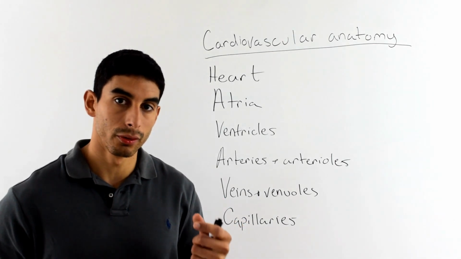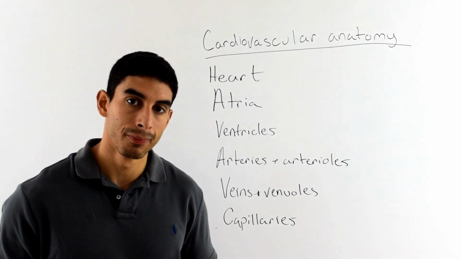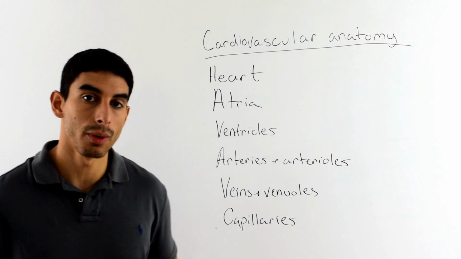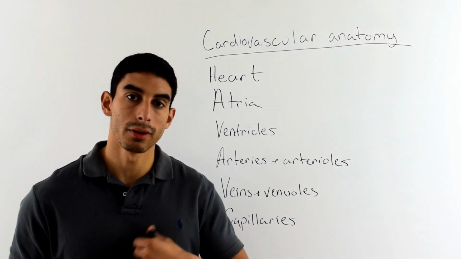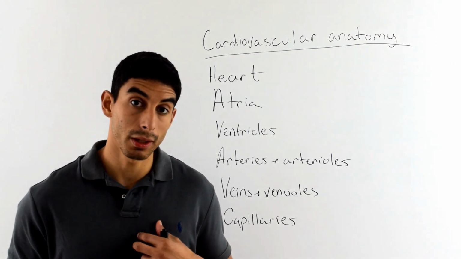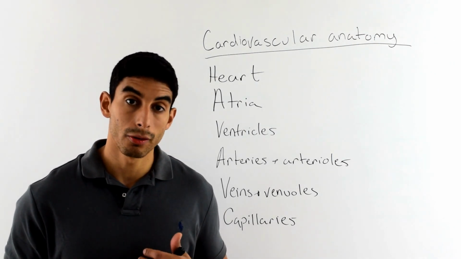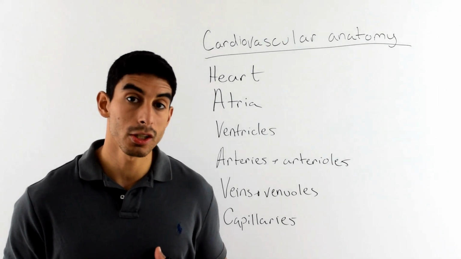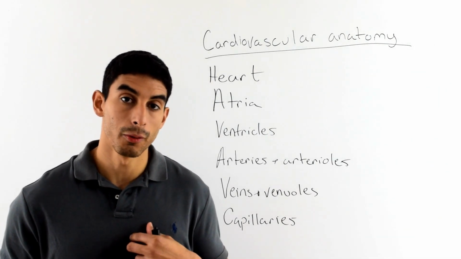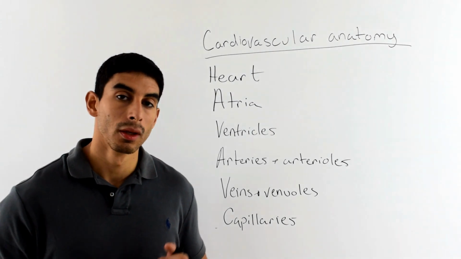So the first thing you need to know is, when blood is coming from the body, where it enters the heart. It enters in the right atrium. The right atrium is the side of the heart that accepts blood from the body into the heart. Then it travels through the tricuspid valve from the right atrium to the right ventricle.